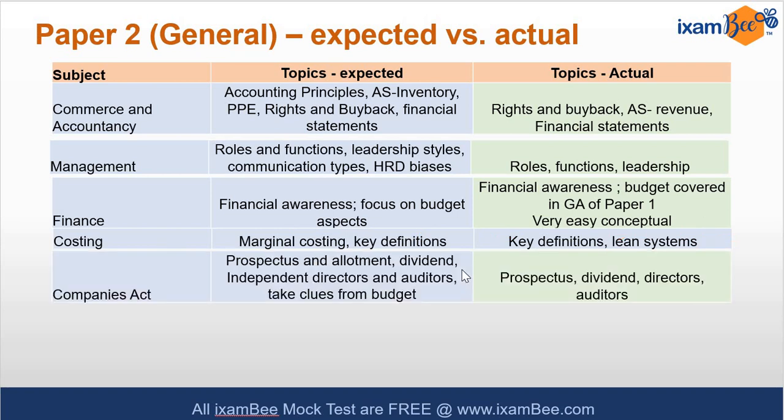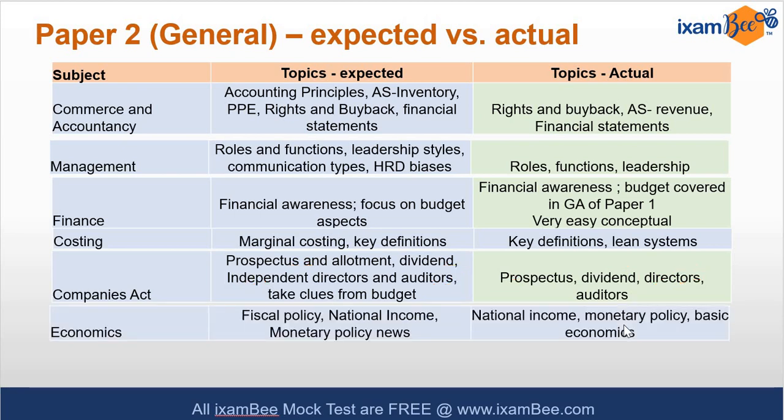When it comes to Companies Act, a lot of similarity. Again, prospectus is what I was expecting. Yes, we had questions on prospectus. Dividend, yes, we had dividend. Related to independent directors, we did have the overall directors topic. And auditors, yes, we did have a question from the auditors segment also. We had a little more questions from NCLT and all that. As I said, I will discuss in detail. However, what we were expecting, that was done.